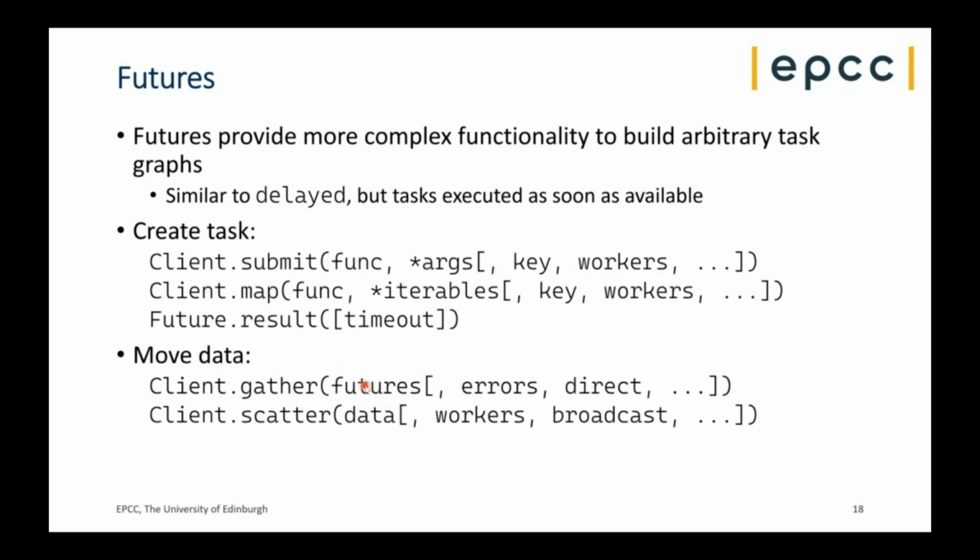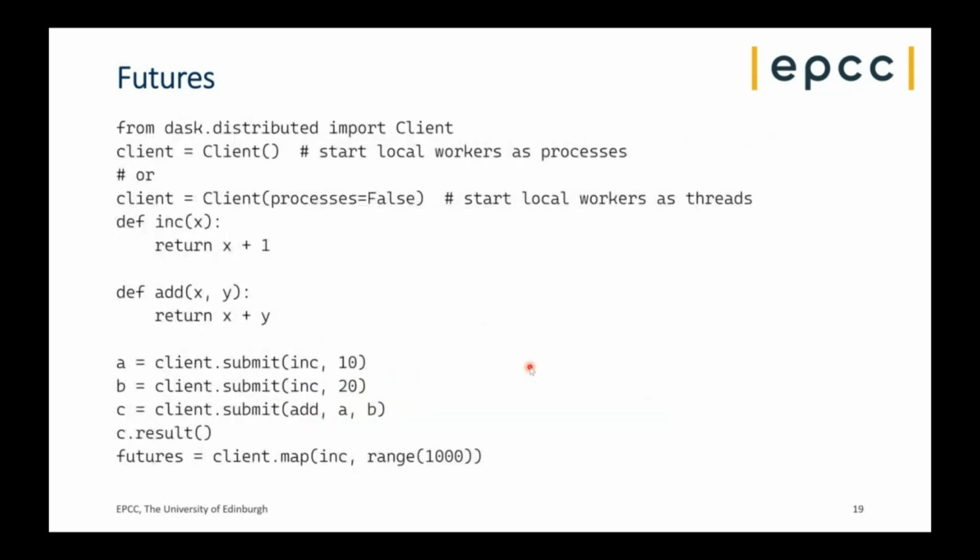But if, for instance, you've got some data sets where you know that a number of different functions are going to run using the same data sets, rather than getting Dask to work out those data movements for you, you can pre-scatter the data to the workers and then call the functions, and that can give you some optimized functionality.